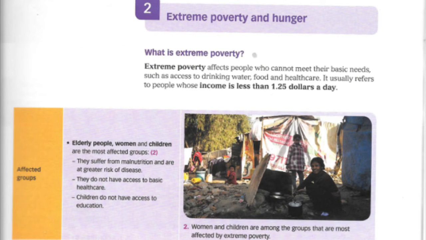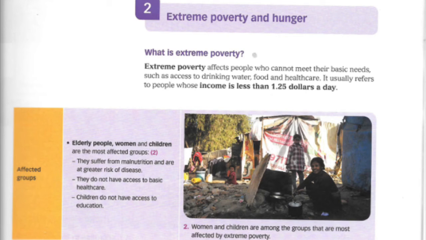Okay, part 2, extreme poverty and hunger. What is extreme poverty? Extreme poverty affects people who cannot meet their basic needs, such as access to drinking water, food, and healthcare. It usually refers to people whose income is less than $1.25 a day.